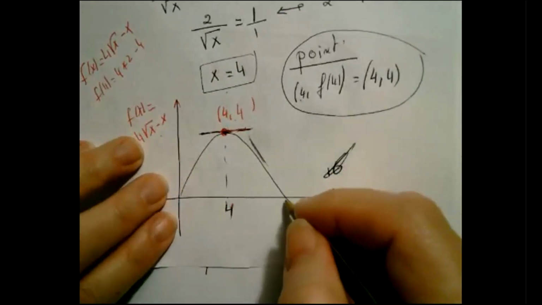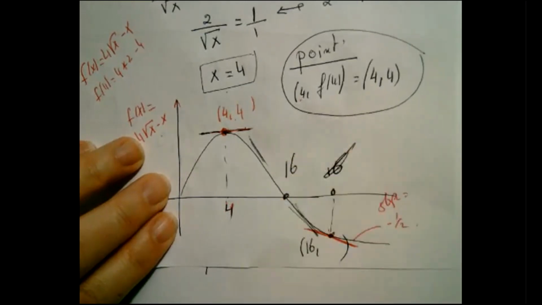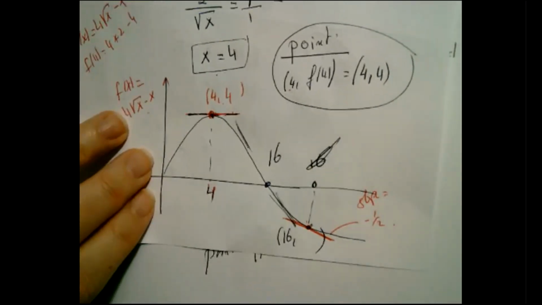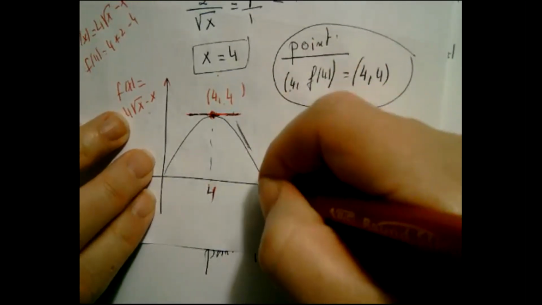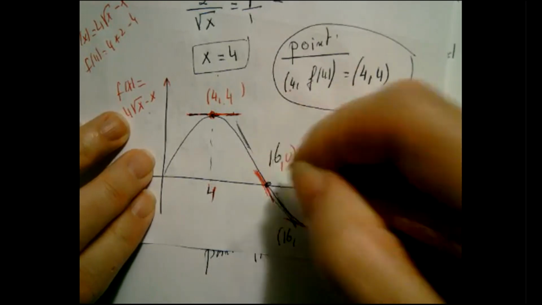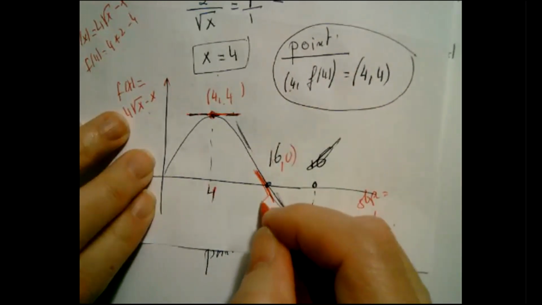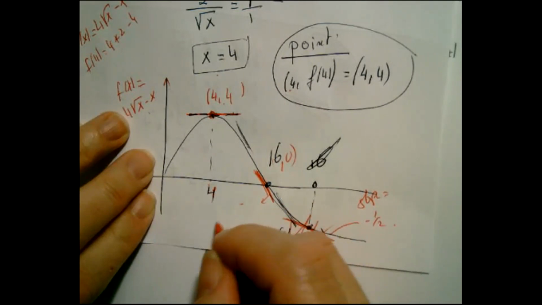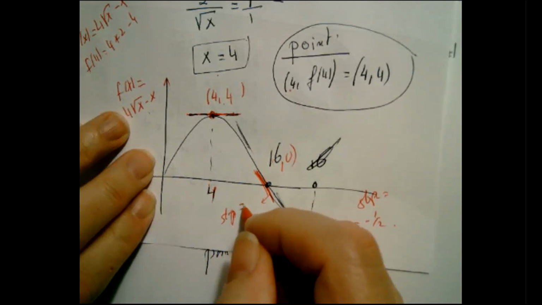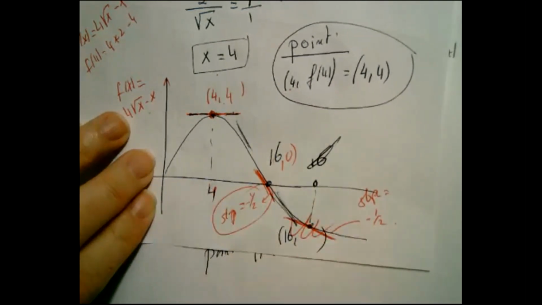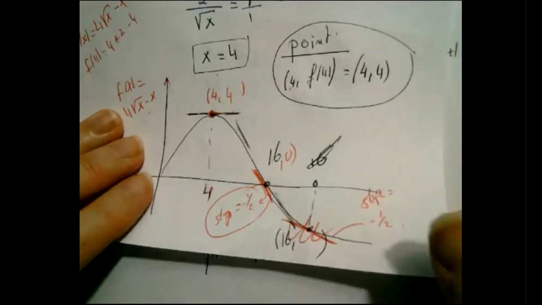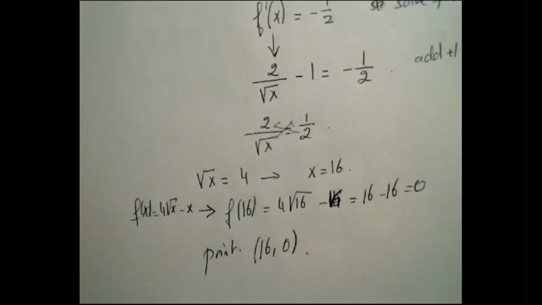Okay, so according to my graph, this has to go. I was wrong here. So that's my 16 right there. And that says 16, 0, and it's right here where the slope is minus a half. So now after I know the y value, the slope here is minus a half. Okay. Questions before I go on to number 78?